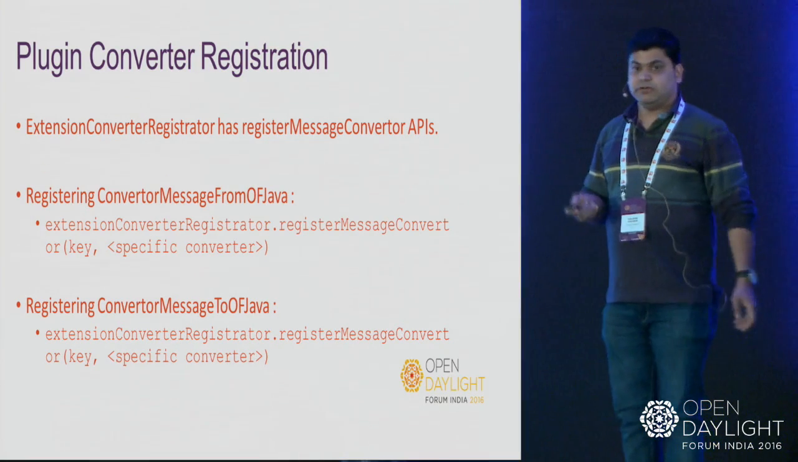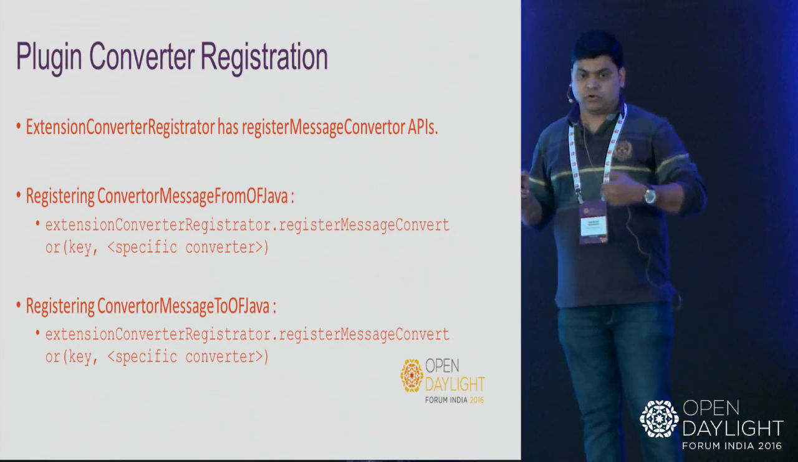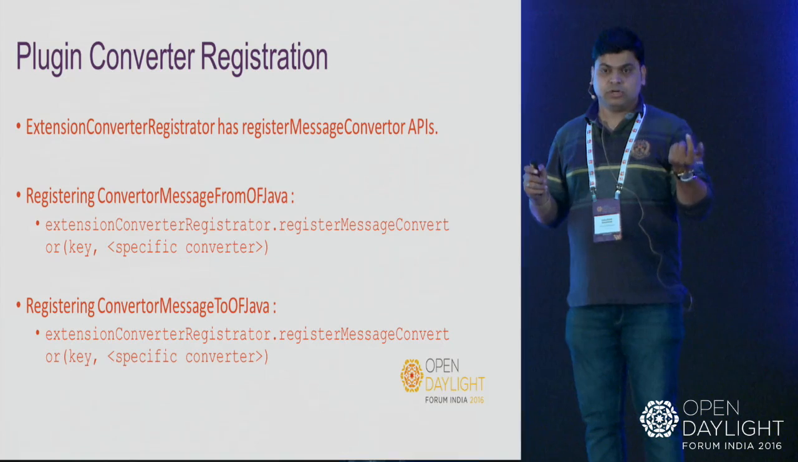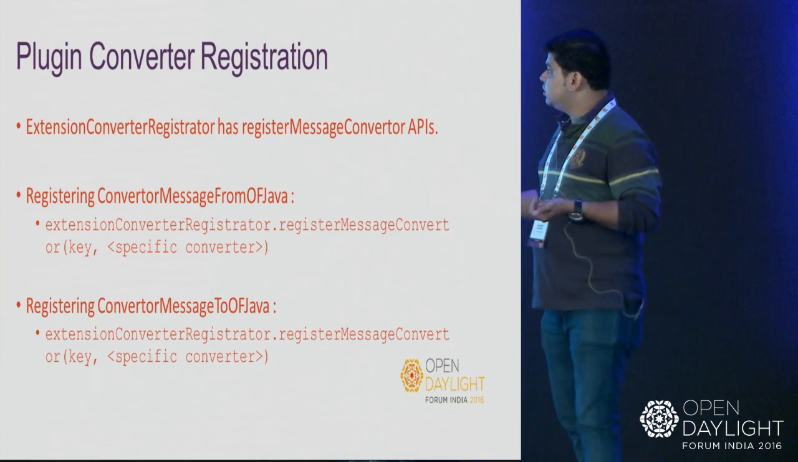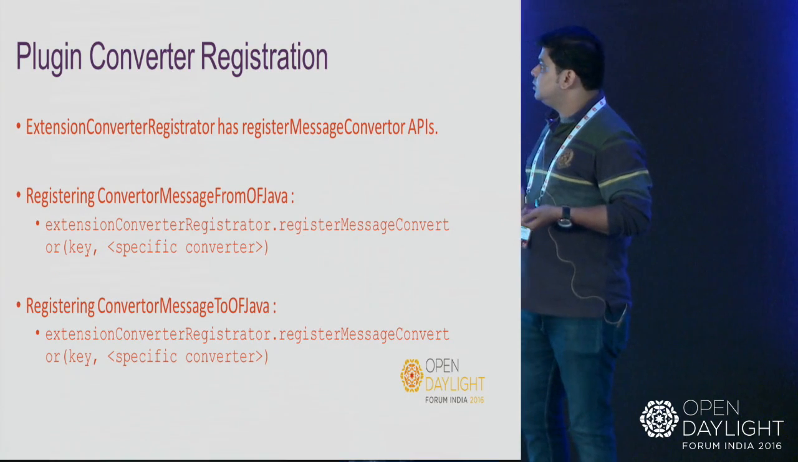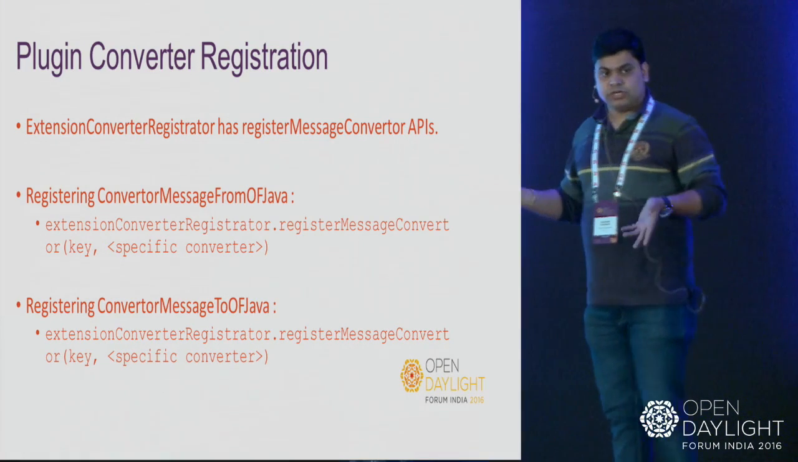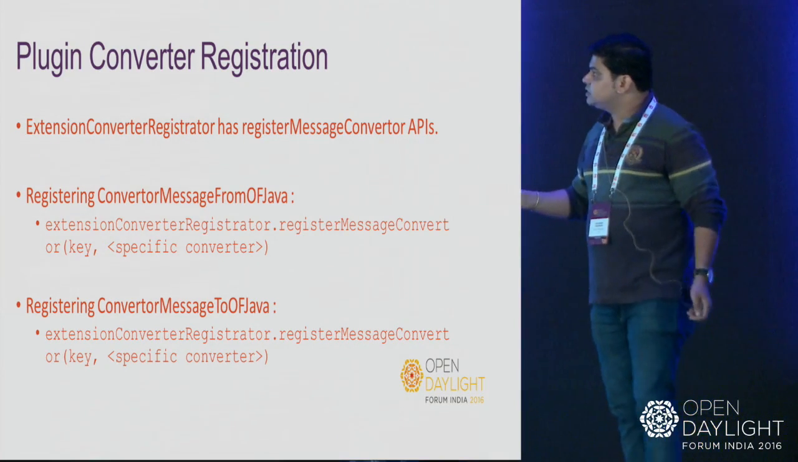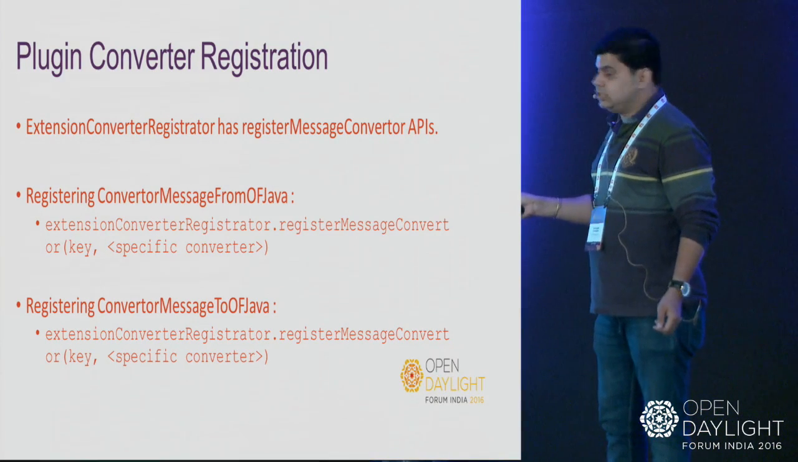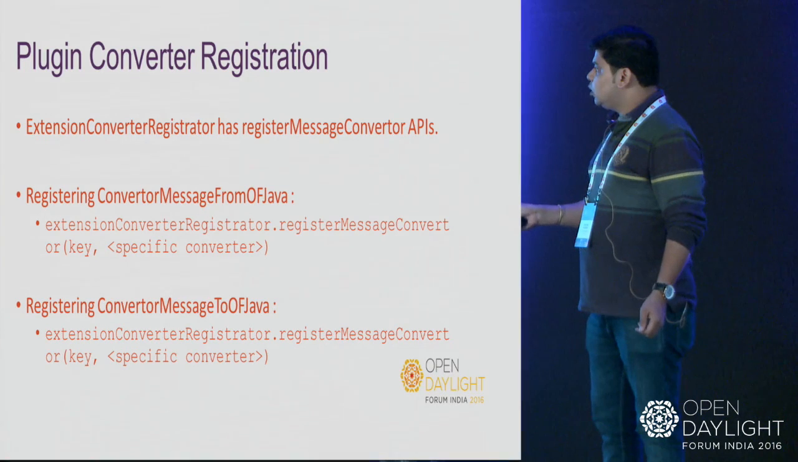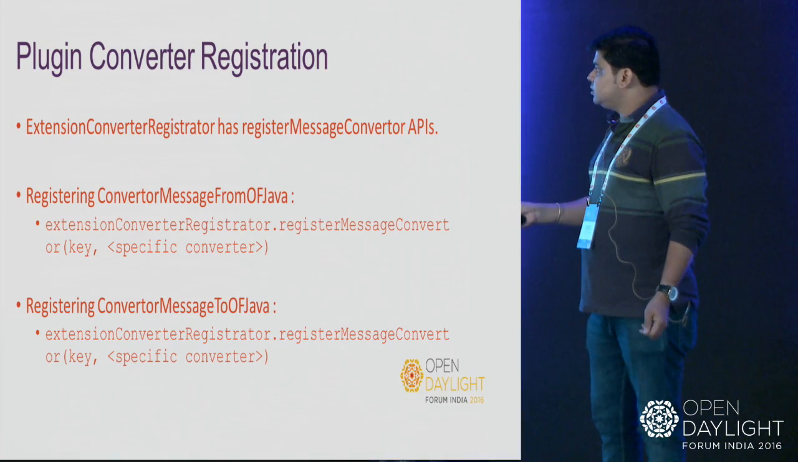So in the plugin also, there will be converters to and from. So from MD-style models to Java and from Java to MD-style models. So this is the class, and this is all out of the learnings. This is the class which will be used for the registration of the converters. So this is how we register. This is an object, an instance of this class, and you do register message converter key.